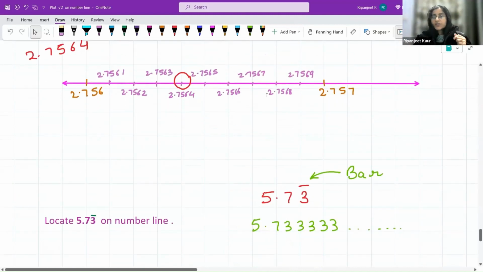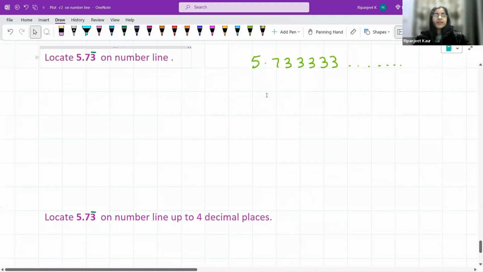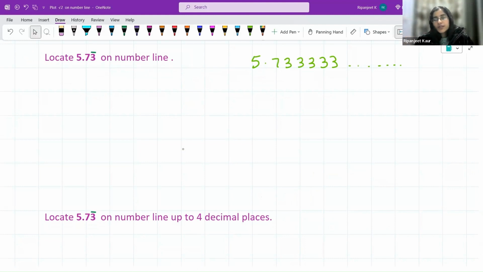No, right? So what is the way if some question like this is given? Well, there is a way, and that way is representing it like this. That's saying locate this number on the number line up to 4 decimal places, up to 5 decimal places, up to 7 decimal places, right? So if we are told to locate it up to 4 decimal places, that means we have to do 5.7333. 4 places are done, that's all. 6 decimal places, then add 2 3s more, right?